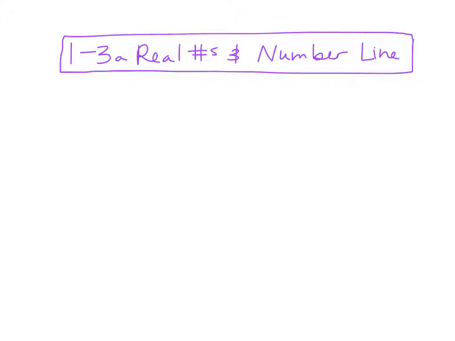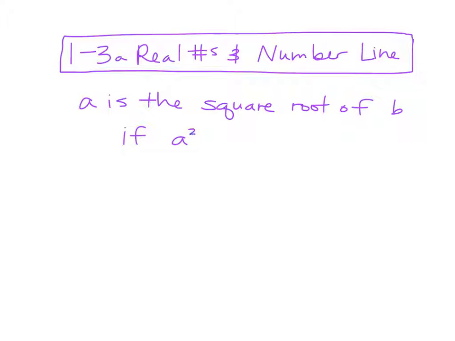So square roots. We would say a is the square root of b if a squared equals b. Okay? So a is the square root of b if a squared equals b. Okay?